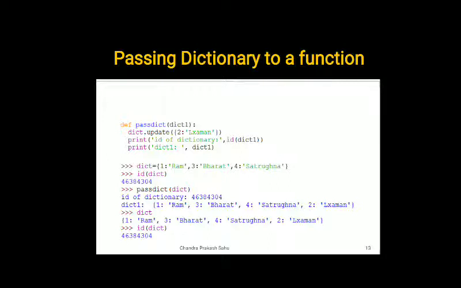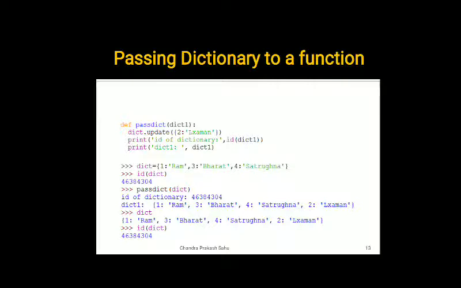On the console, when you type dict equals 1 colon Ram, 3 colon Bharat, 4 colon Shatrughan, it creates a dictionary of numbers and strings as key value pairs. In the next line, id of dict gives the id of the dictionary object. In the next line, the function pass dict is called with this dictionary object. When it is called, dict1 gets the reference of dict.